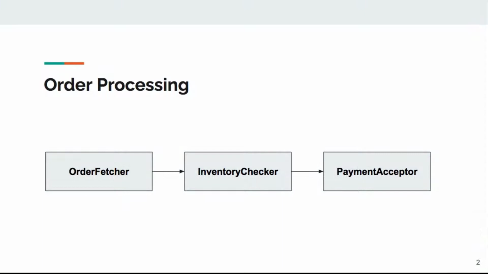So this is a typical order processing example. It has three steps. First step is the order fetcher, which is a callable that returns an order number. Then we have the inventory checker that checks whether we have the inventory to serve the order. And then finally we have the payment acceptor callable that accepts payment if we indeed have inventory to fulfill the order. Otherwise it rejects the payment.